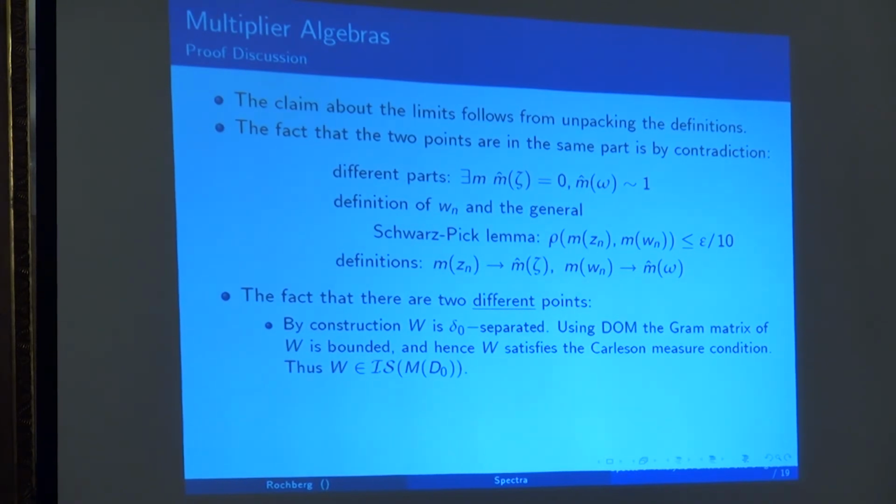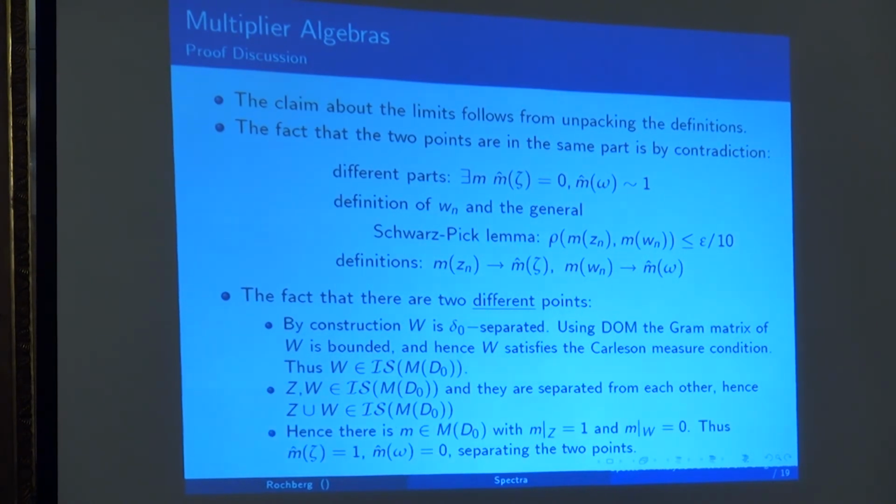So capital W is separated and satisfies the Carlson measure condition. So by the version of the interpolating sequence theorem we had before, it's also an interpolating sequence. Z is an interpolating sequence. They are both interpolating sequences. They are separated from each other by construction. Hence, their union is an interpolating sequence, because the union of two separated from each other interpolating sequences is an interpolating sequence, if I'm using this intrinsic metric.